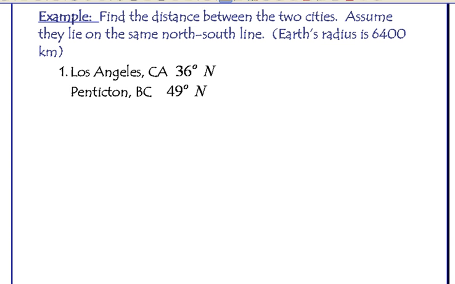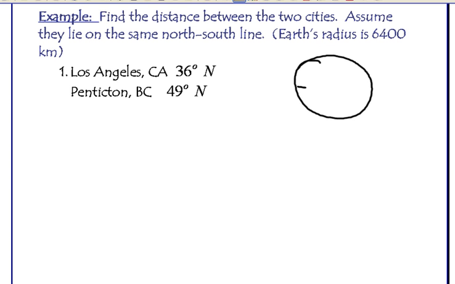All right, find the distance between two cities. Assume they lie on the same north-south line, and the Earth's radius is 6,400 kilometers. All right, so when we're doing a problem like this, we want to visualize, first of all, the Earth. And we're going to assume the Earth is round. That doesn't look completely round, but we'll work with that.